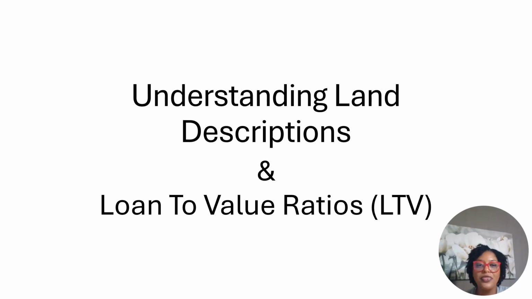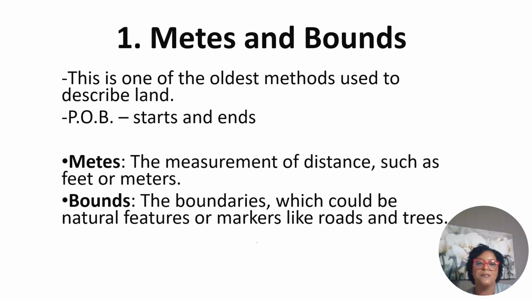So first off, there are three types of land descriptions, okay? And we're going to cover all three of them. You don't need to know everything in detail. You just need to be able to answer the questions and differentiate the three from each other, if that makes sense. So, metes and bounds is the first one. Metes and bounds describes land using natural landmarks and distances and angles.